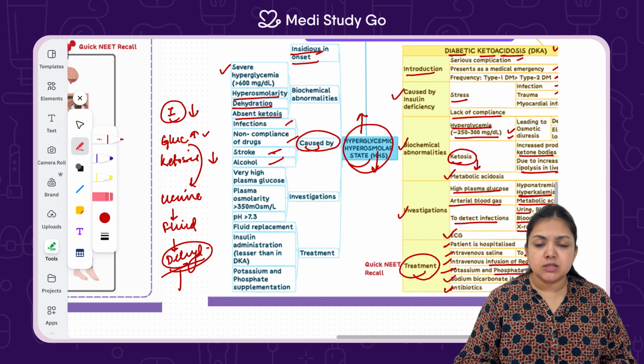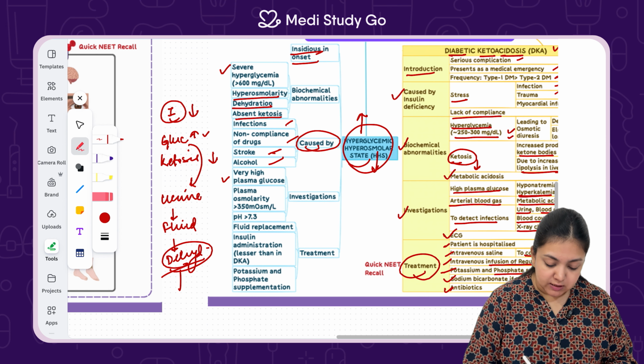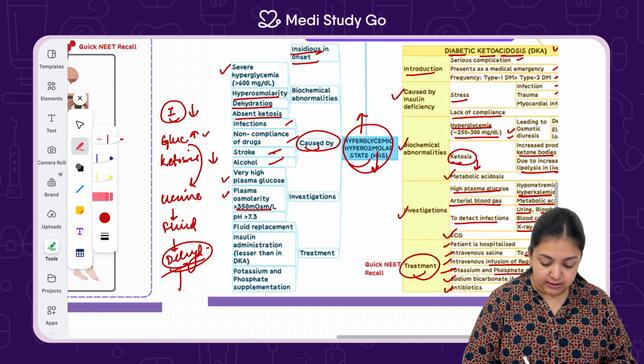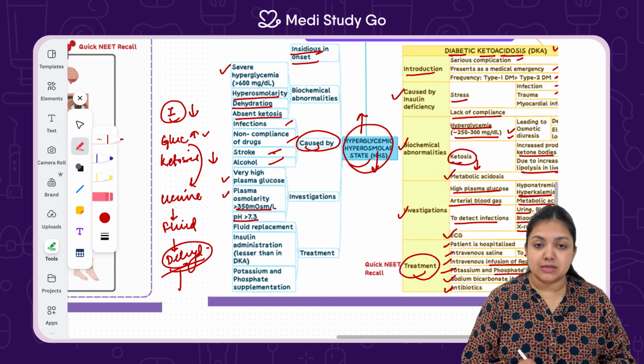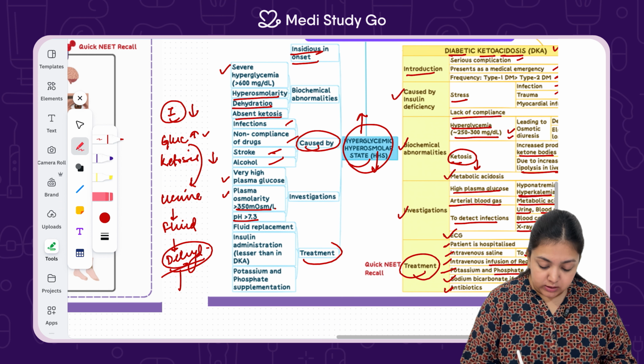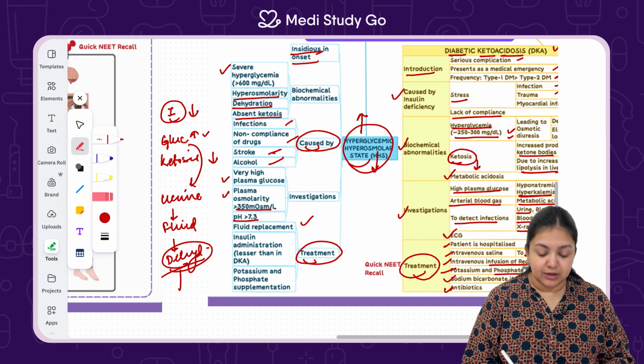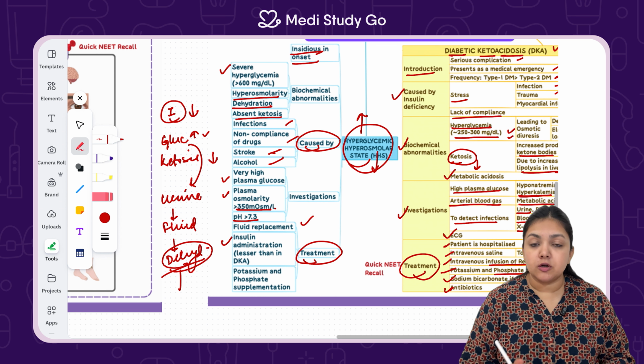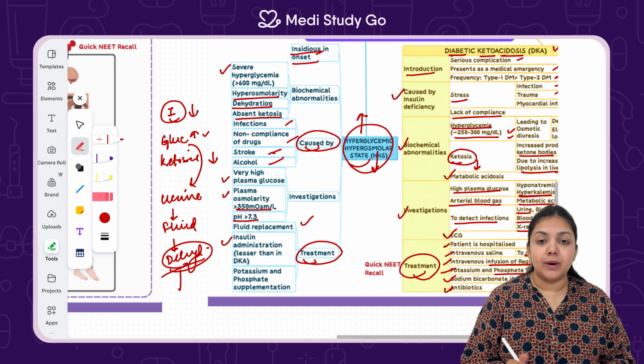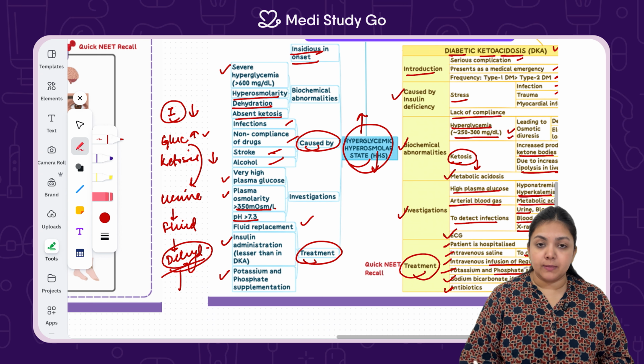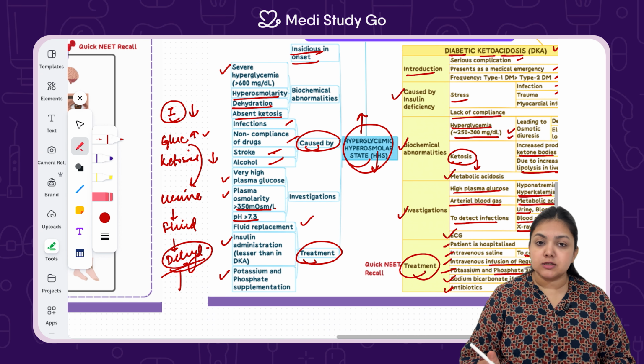What are the investigations? It's almost the same: high plasma glucose level, plasma osmolarity increases, and osmolarity also increases because ions are more in amount. Now, what is going to be the treatment? Fluid replacement for dehydration, and insulin administration, but it will be required less because there is some amount of insulin, but the function is slightly less. And lastly, potassium and phosphate can be supplemented if the electrolyte balance is not normal.